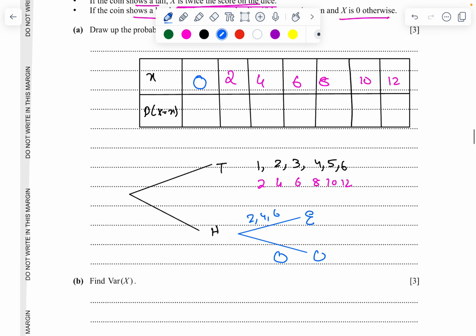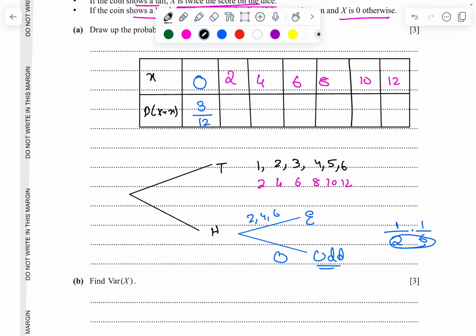How can I get a 0? For all the odd numbers. How many odd numbers are there? 3 odd numbers are there. And probability of a coin is 1 upon 2, and probability of a dice is 1 upon 6. So the denominator will be 12. Every time the denominator is 12.